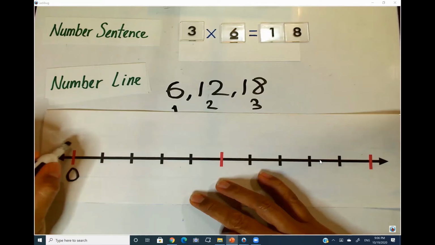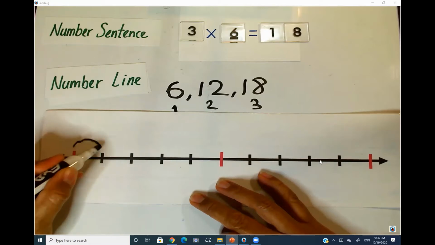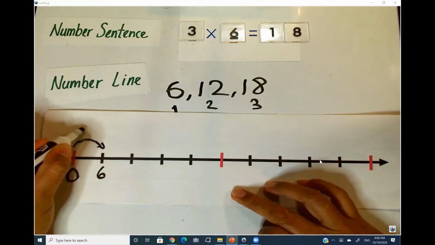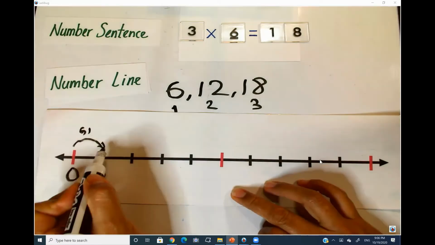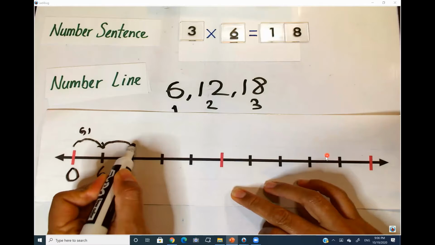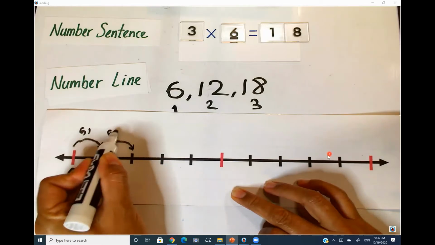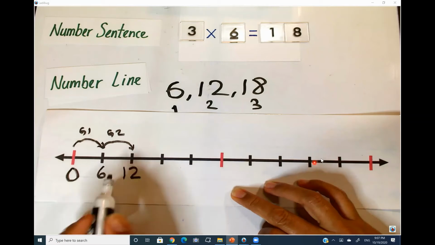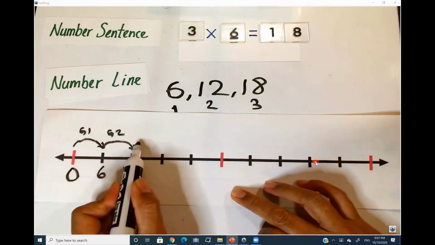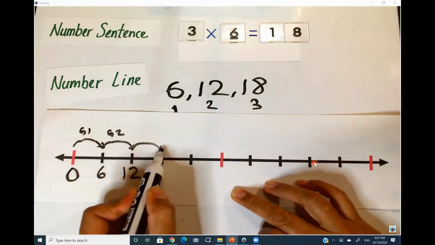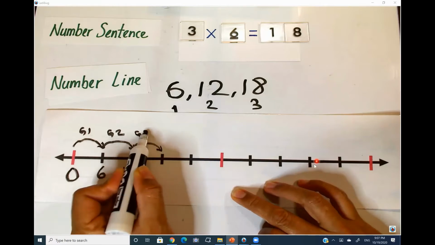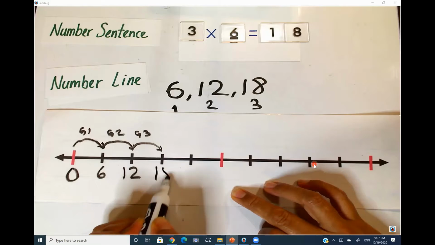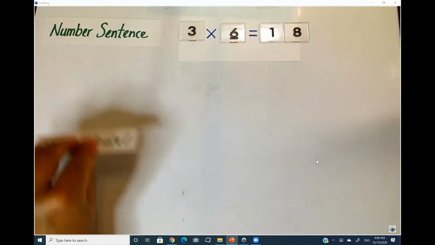So my first jump in the number line that goes ahead is going to be 6. So that's going to be group 1. If I skip one more time, another 6, that's going to be group number 2, and that's going to give me a total of 12. And the last time, I'm going to skip 6 one more time. That's going to be my group 3, and 12 plus 6 is going to give me again 18. The next method is bar model.